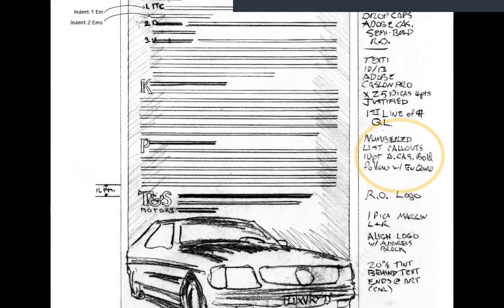Numbered list callouts, 10-point Adobe Caslon bold, follow with an N quad. So that's this stuff in bold here.